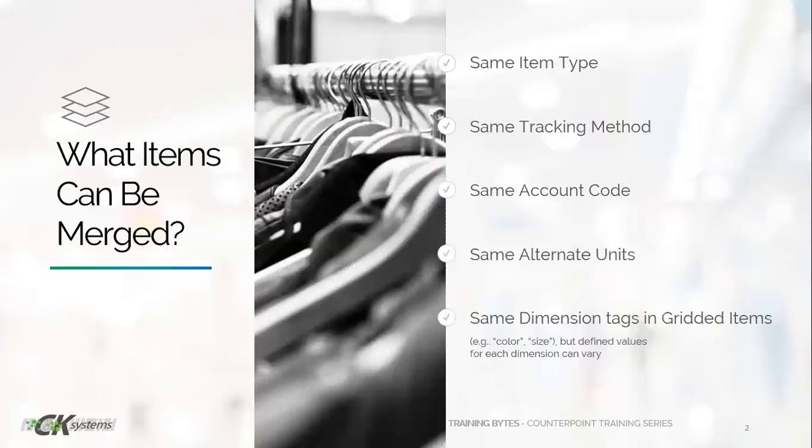So you can have two items, they both have color and size, but one has small, medium, large, and one has extra small, small, medium, large, extra large. That's acceptable. You can merge those. The same with color. I might have two items, they both have color size. One has red, white, and blue, and the other one has cranberry, snow, and navy. You can merge those items, and you'll retain those same values in the finalized item.